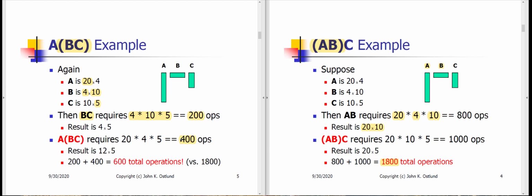Again, we have to add these together to get the total number of multiplications of integers or values, they could be floats, to accomplish A times the quantity BC. But 200 plus 400 is only 600 operations. Whereas when we multiplied the quantity AB times C, we ended up doing 1,800 operations. So it does turn out to matter quite a lot which order you do your matrix multiplications in. And the more matrices you have involved, the more it matters.